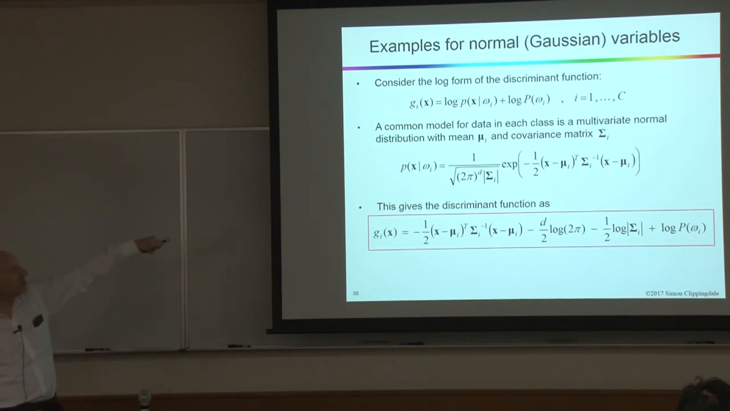So if you take the discriminant function as the log of this thing plus log of the prior probability of the ith class, this gives you this thing here. This quadratic product here comes from here. You take the log, so you get rid of the exponential here. This normalizing constant appears here. This is the same for every class I, so you can neglect that. The covariance matrix appears here, and the prior probability of each class appears here.